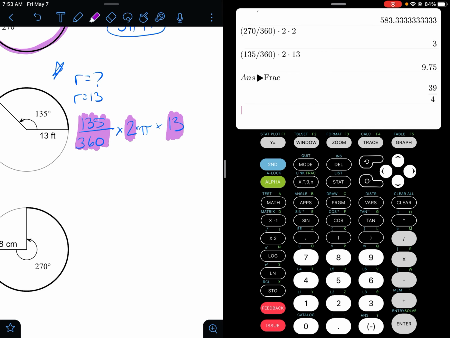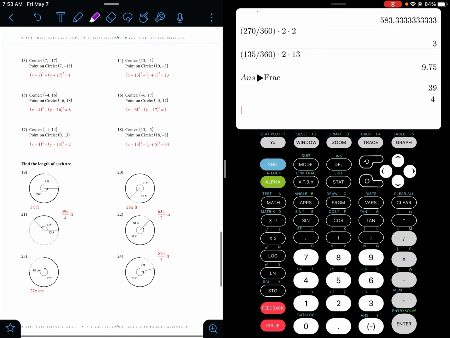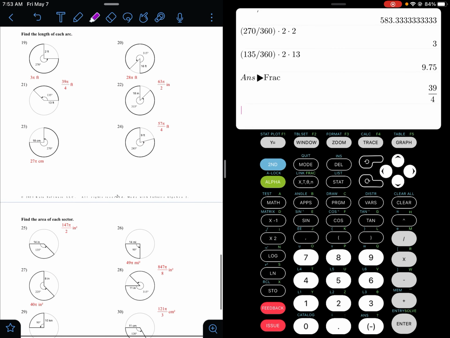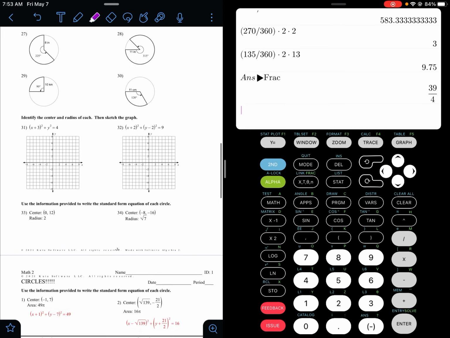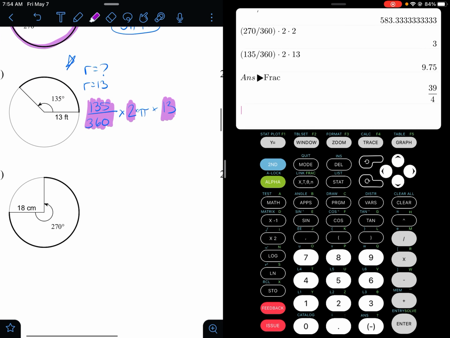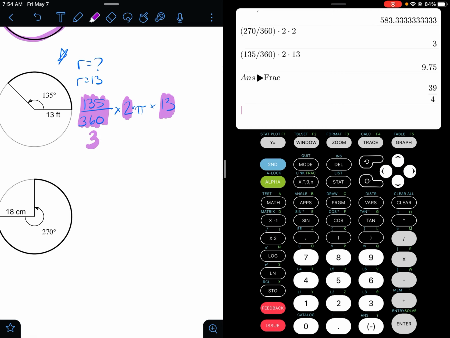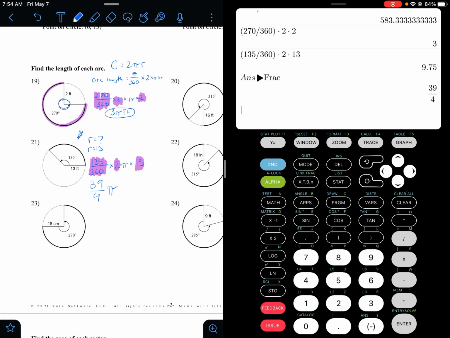Let's see, what I did is it gave me a decimal. Do they want you to put it in fraction form or do they want you to leave it in decimal form? Let's find out. It looks like they want you to put it into fraction form. So when you're leaving it in terms of pi, you get your value and then you put it into fraction form and then you slap the pi on it. So you get 39 over 4 times pi. And again, this is going to be feet because that's our unit there.